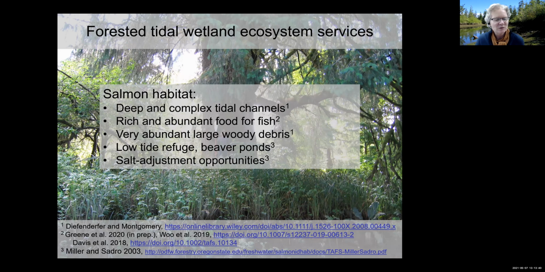So some of the services that these forested wetlands provide to young salmon are deep and complex tidal channels full of abundant food or prey, and lots of large woody debris that creates refuge for these fish at low tide and refuge from predators as well. And beaver ponds are often a part of the picture. And because these forested and shrub tidal wetlands occur in salinity transition zones, they offer salt adjustment opportunities for these young fish before they go to the ocean.